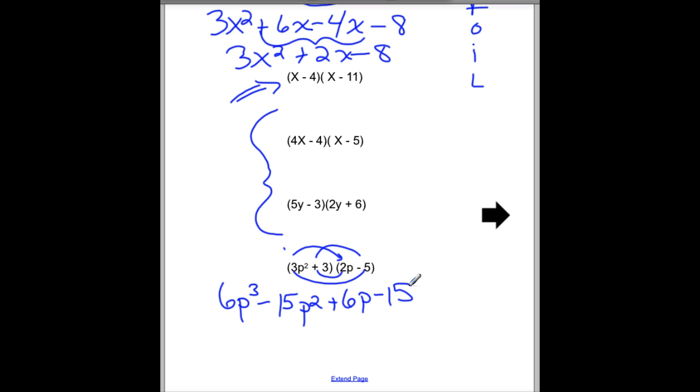You'll notice the difference with this one is that the O and the I are not combining because they're not like terms. All that means is I'm done. But I'll tell you, 90% of the time the O and the I combine. I'd like you to analyze the different one and tell me why of all of them this one didn't combine. That'd be a good question for you to be able to answer.